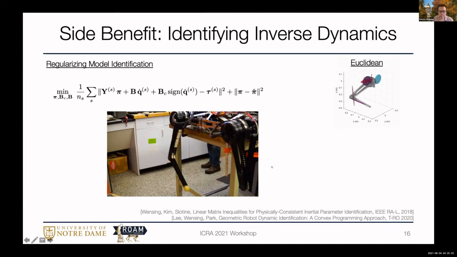So we did a test where we tried to identify the Cheetah leg. We slung it around on the table and gathered some measurements for the joint angles and joint rates and the torques at the joints. And then we attempted to identify some of the mass inertial parameters given by pi here, where Y is the classical regressor matrix. So we're trying to fit some data and also trying to not stray too far from CAD data here with pi hat.